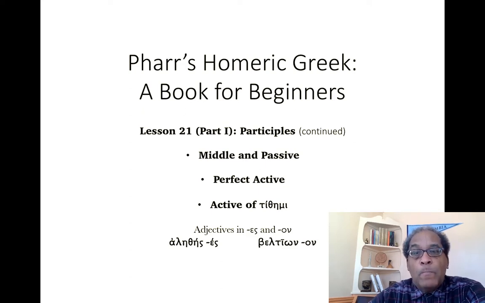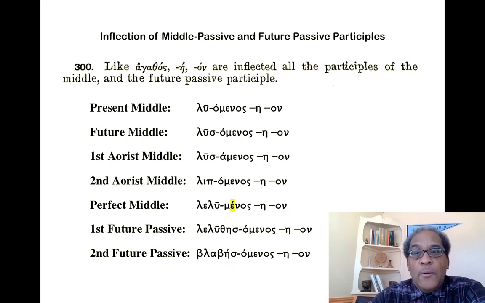Okay, here we go. So the middle passive and future passive participles have the endings of the adjective ἀγαθός, ἀγαθή, ἀγαθόν, -ος, -η, -ον, with which you should be familiar by now.